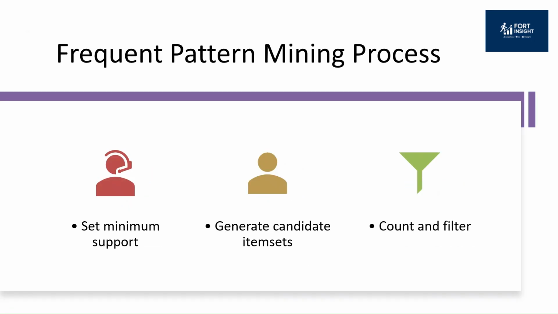The frequent pattern mining process begins by defining a minimum support threshold. Candidate item sets are generated and their occurrence counts are calculated. Item sets that do not meet the minimum support threshold are discarded. This process is repeated iteratively until no new frequent item set can be found.